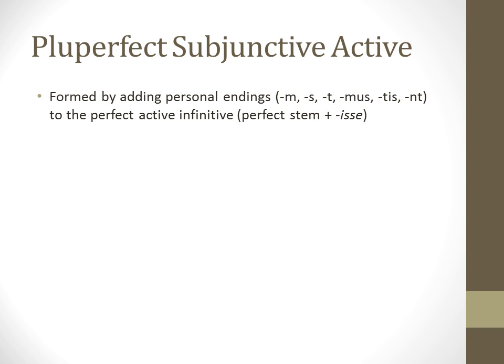Where do we get that? Well, that was the previous chapter in the book. We take the perfect stem and we add isse. So, interestingly, you can't learn the pluperfect subjunctive without knowing the perfect active infinitive. That's why it comes in the chapter before this. Man, they think of everything, don't they?